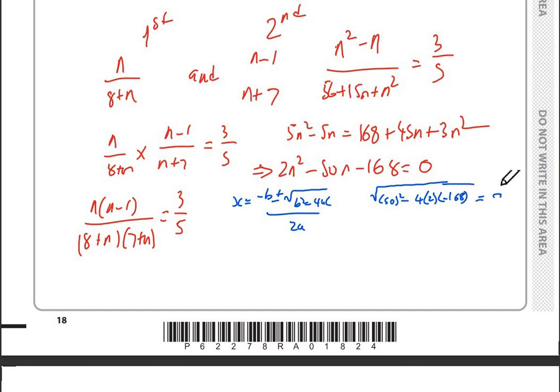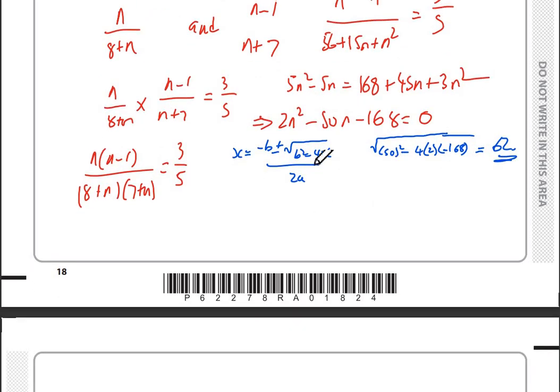So great, we have a whole number here. Let me keep this consistent as well, because we say x equals that, but we're actually dealing in terms of n here, aren't we? So we can say that n equals minus b, which is 50, plus or minus 62 over 2 times a, which is 4. So either n equals 50 plus 62 over 4, or 50 minus 62 over 4.